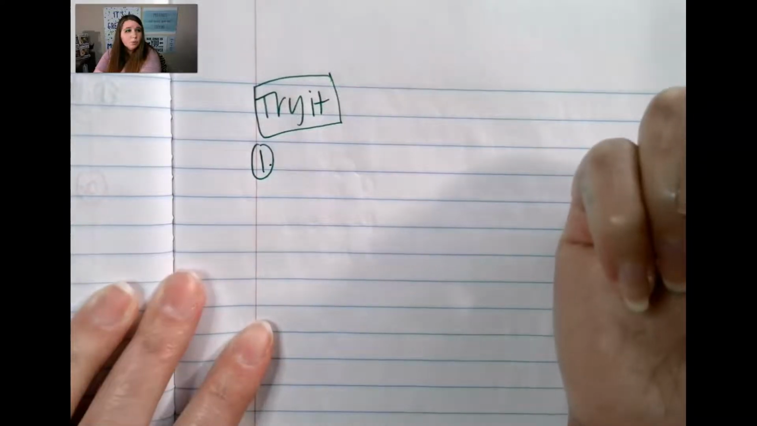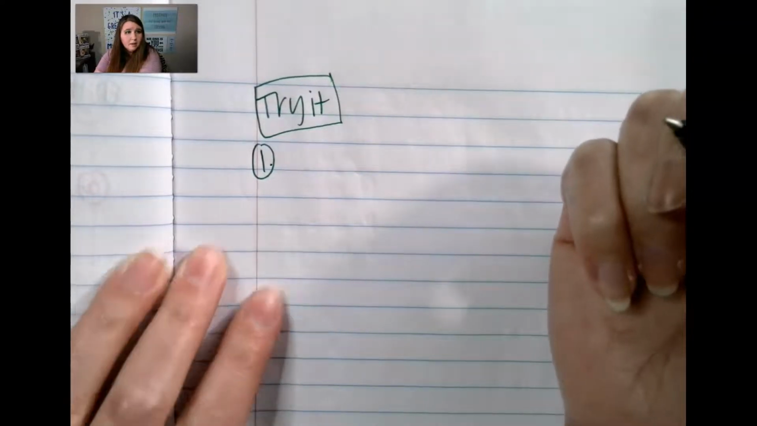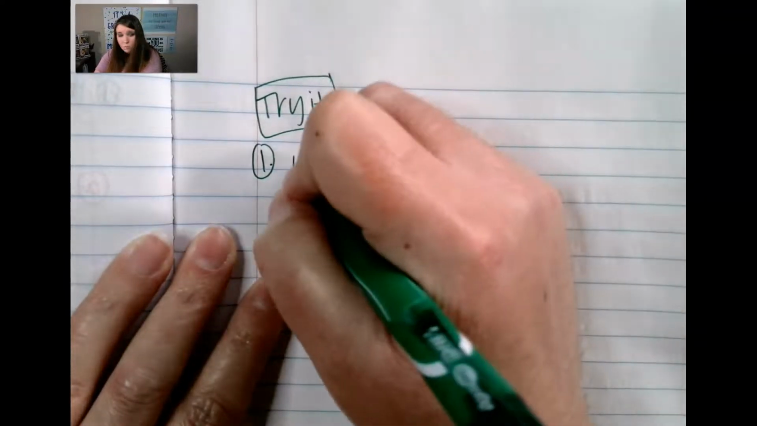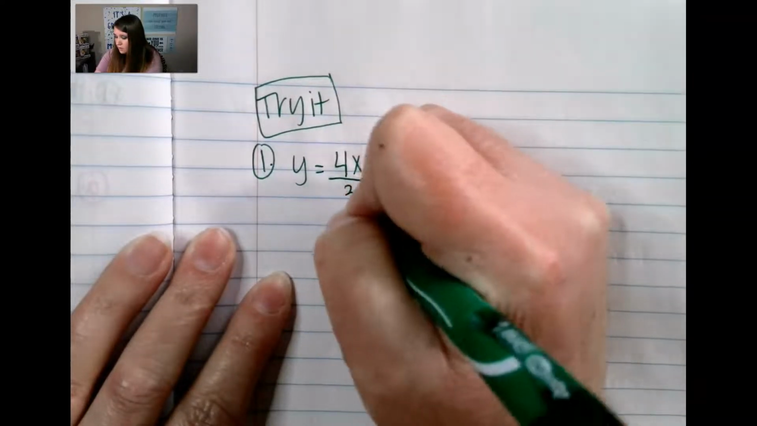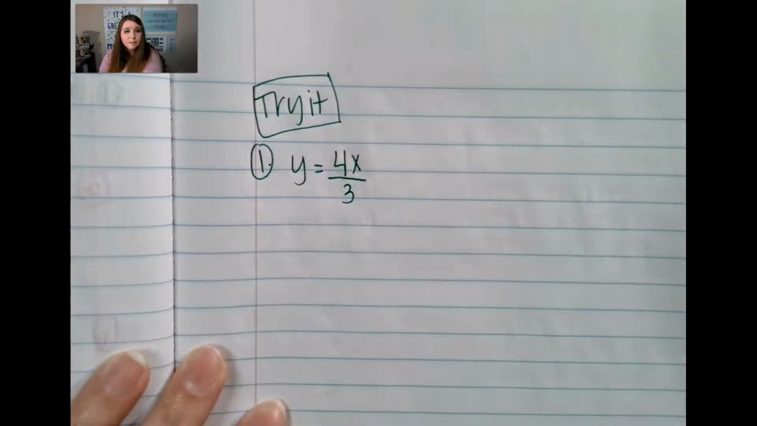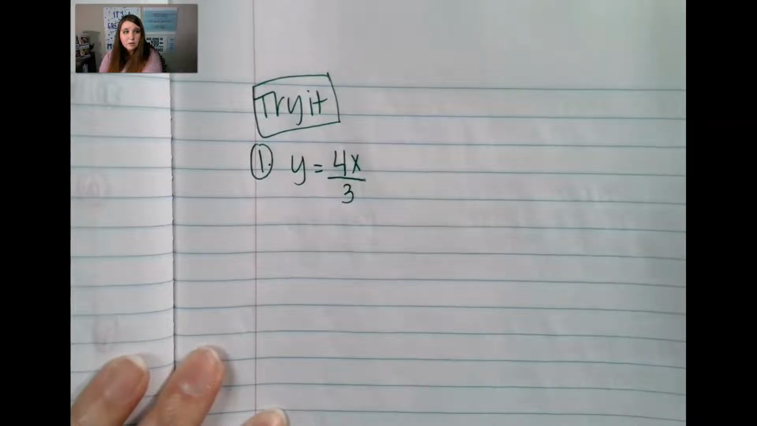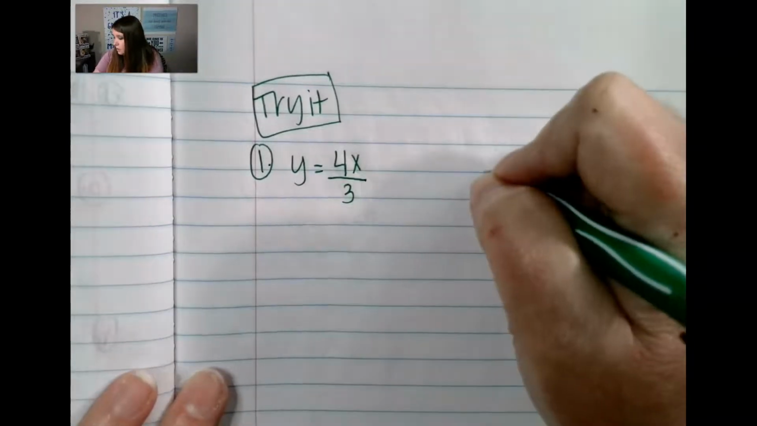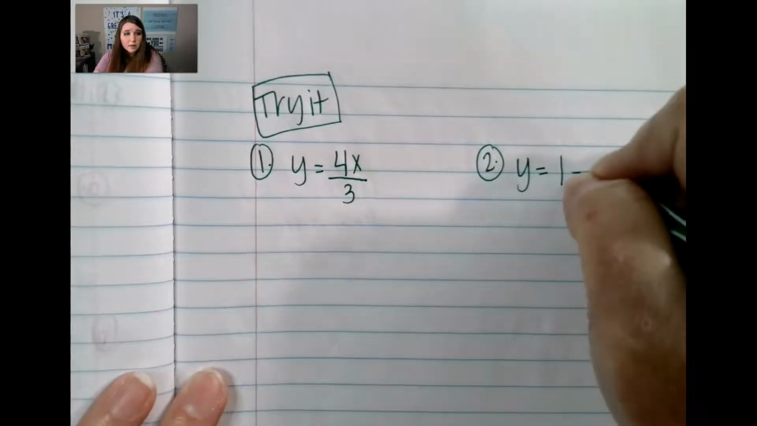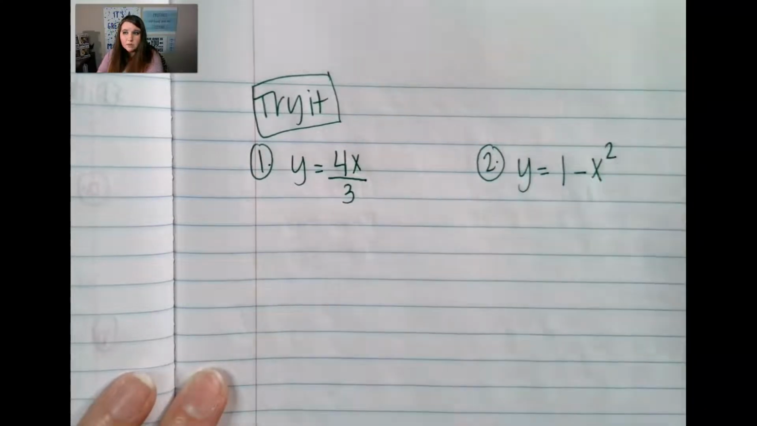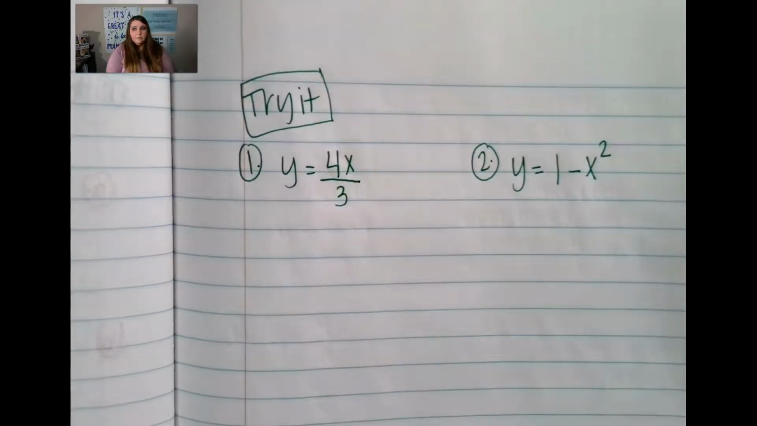Try it number 1 looks like this: y equals 4x over 3. Is this one linear? Don't get tricked on this one. And number 2, y equals 1 minus x squared. Okay, go ahead and solve these.